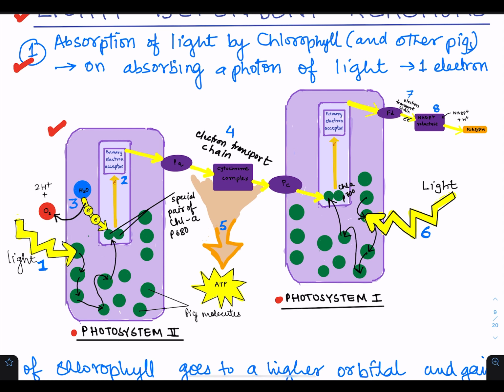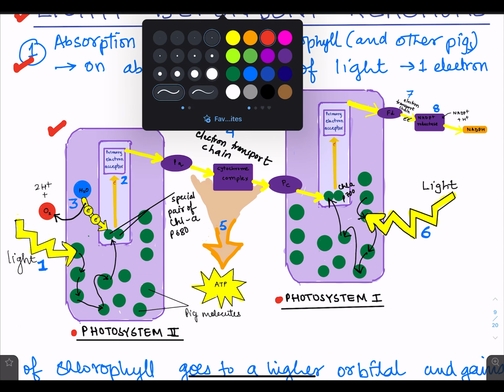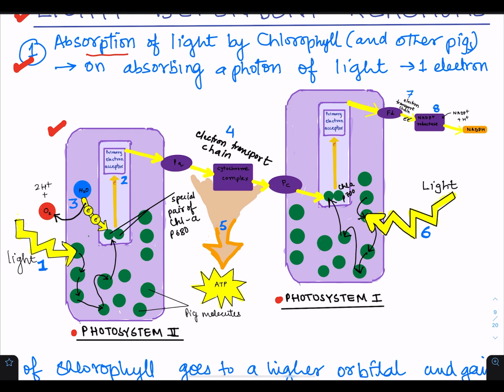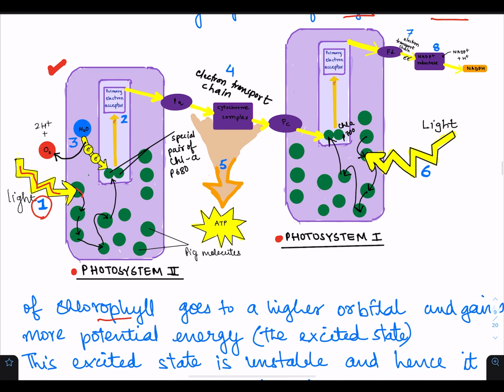What happens first of all? Absorption of light by chlorophyll and other pigments will occur. Here light is coming and absorption of light by chlorophyll and other pigments is occurring. On absorbing a photon of light, what happens? One electron of chlorophyll goes to a higher orbital and gains more potential energy. This is known as the excited state. This chlorophyll goes into its excited state.